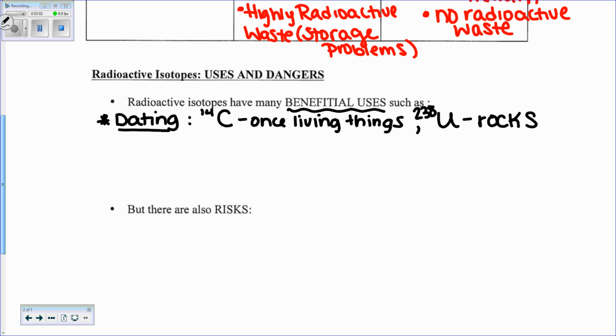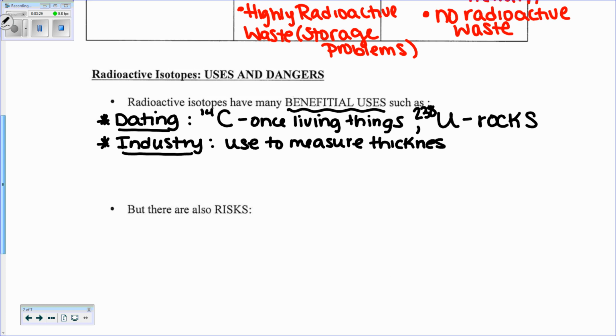I can also use this in industry, so think factories, things like that. One thing that they can do, and I'll show you a picture in a second, is I can use radioactive isotopes to measure thickness. Basically, what I'm going to want to do is see how much radiation is absorbed.